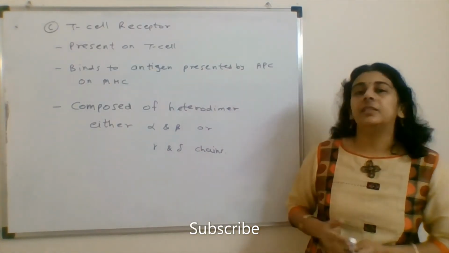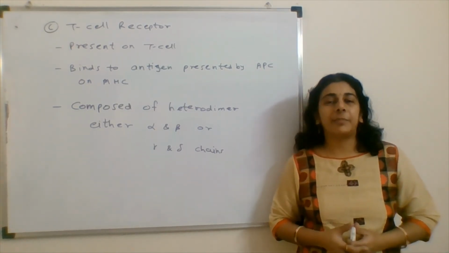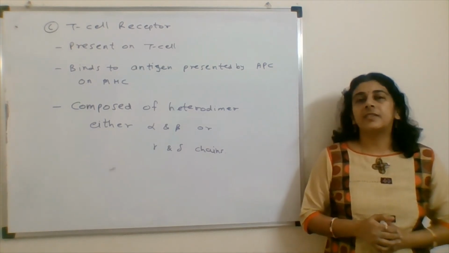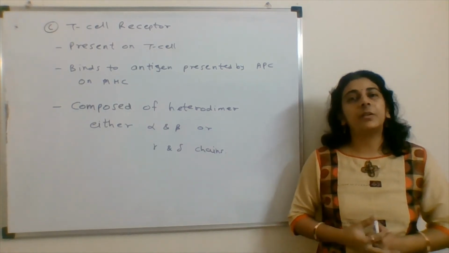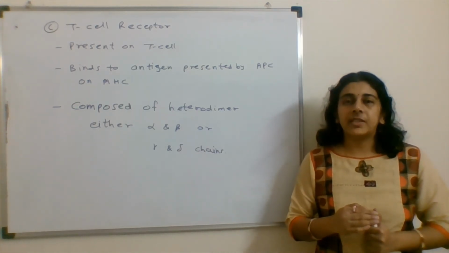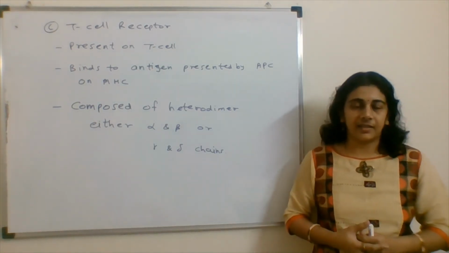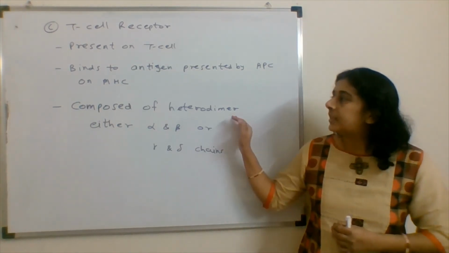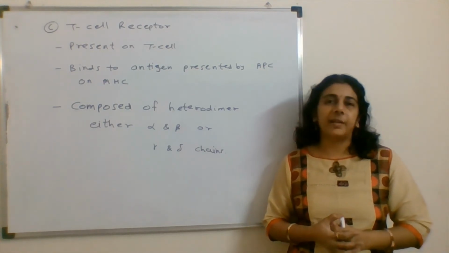Now coming to the third option, that is the T cell receptor. The name itself indicates that it must have a part in T cell activation. These are present on the surface of the T cell. These bind to the antigen when the antigen is presented bound with the MHC molecule. On the antigen presenting cell, there is the presence of MHC which will present the antigen to the T cell, and the T cell receptor has the role of recognizing the antigen. These are composed of a heterodimer, alpha and beta, or it may be gamma and delta.